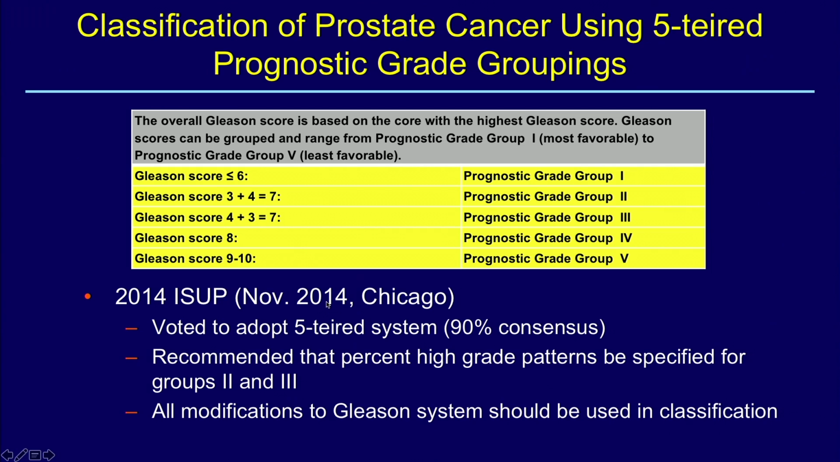So we voted to adopt this 5-tier system. There was 90% consensus. It was almost 100% consensus from the clinicians that were in the group. I think there was just one who wasn't sure we were doing it right.